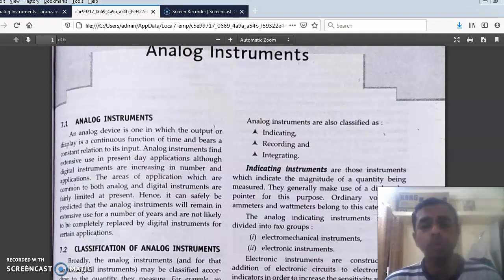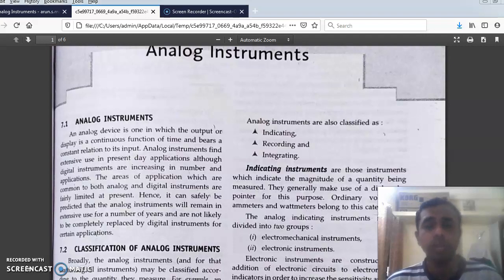So basically, we are moving into the instruments. Until now, we have learned about the various static characteristics. Some are desirable and some are undesirable. So we got an idea about those characteristics, and today we'll start with analog instruments.